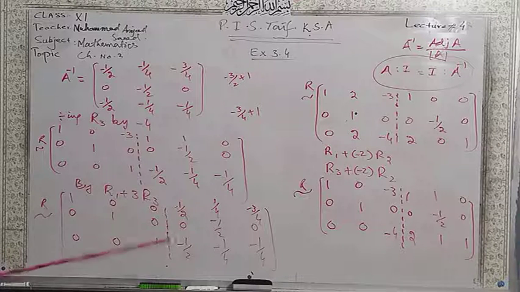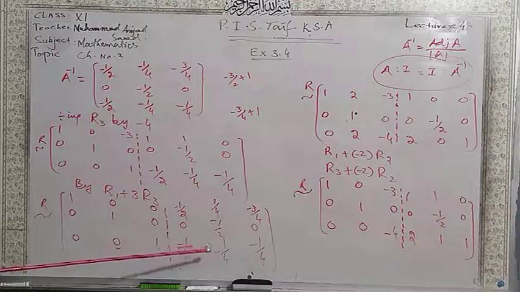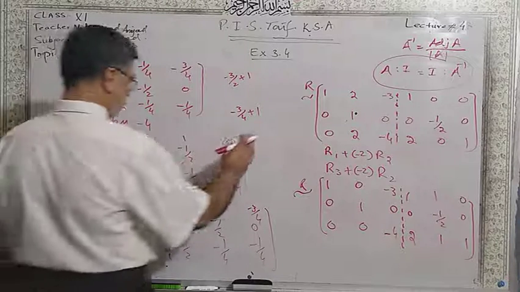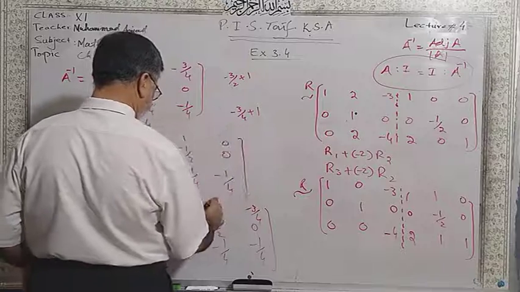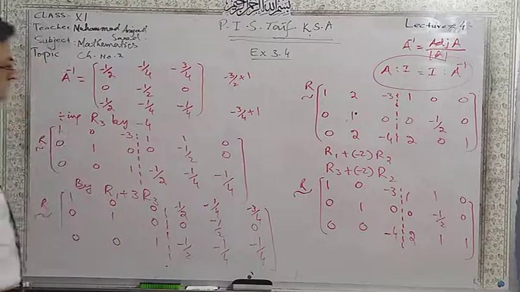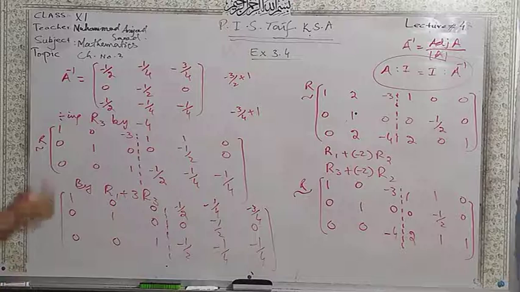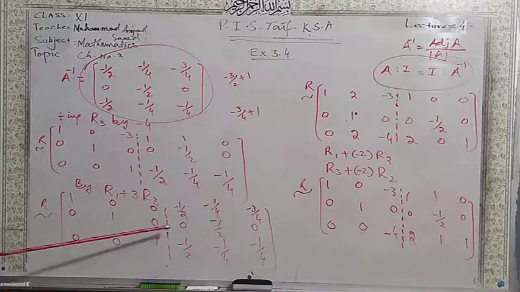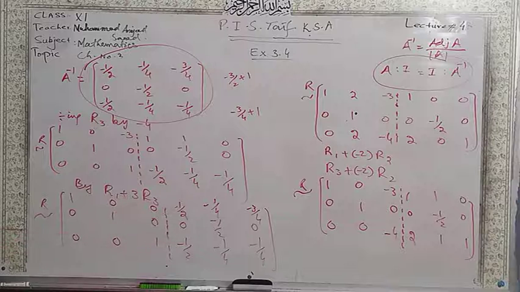So here we will have minus 1 by 4. Minus 3 by 4, that will be minus 1 by 4. So dear students, you can check. This was your A, and here at the end you got that. So that will be your required answer.